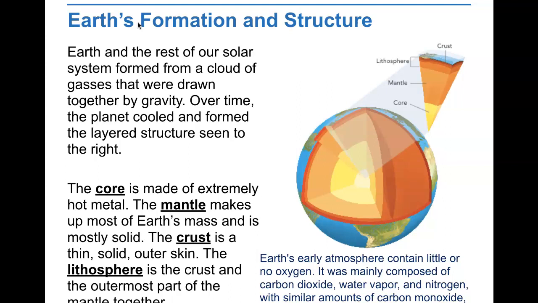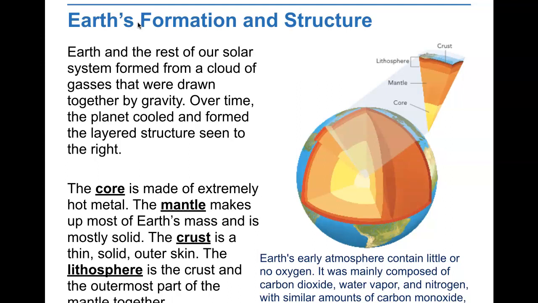Earth's formation and structure. Earth and the rest of our solar system formed from the cloud of gases that were drawn together by gravity over time. The planet cooled and formed the layered structures seen to the right. For millions of years, Earth remained a mass of liquid rock, or magma. During that time, heavier elements such as iron and nickel sank towards the planet's center, and lighter elements cooled and collected near the surface. As Earth began to cool, three layers formed: the crust, the mantle, the core.